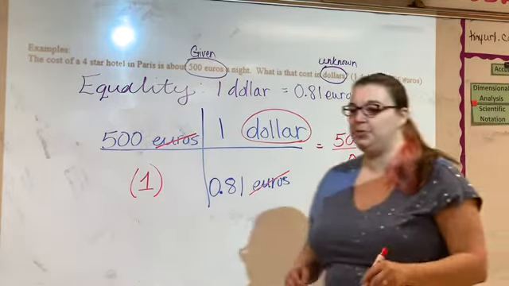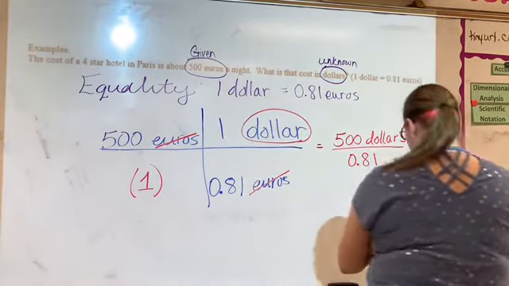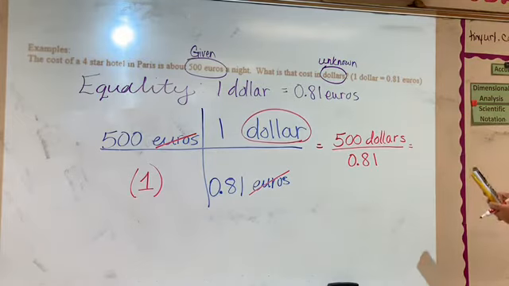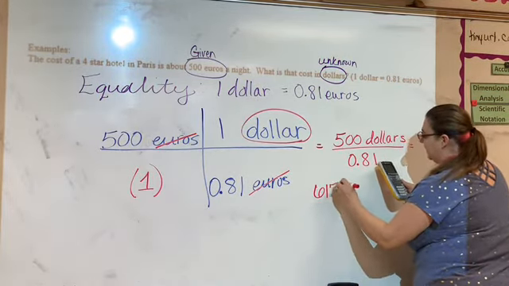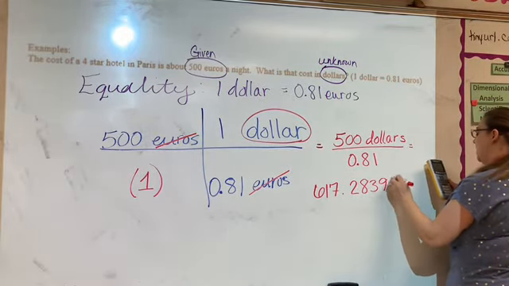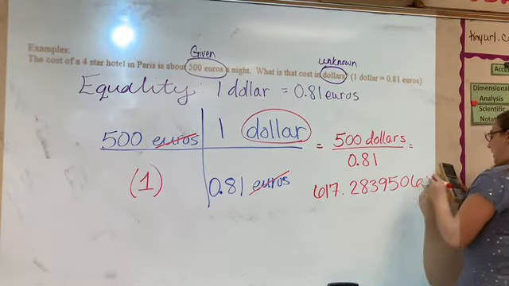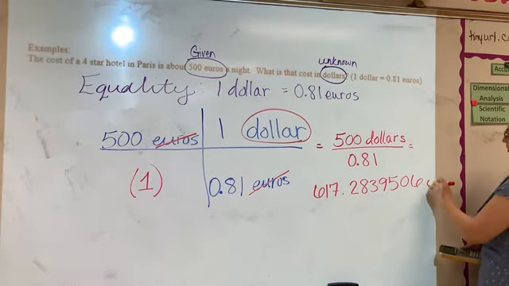So then, if you put this in your calculator, we have 500 divided by 0.81. This is going to give us 617.283956. And the unit we had left over was dollars.